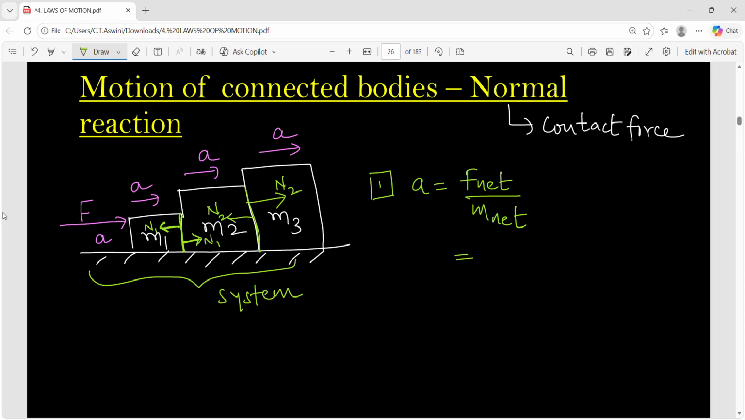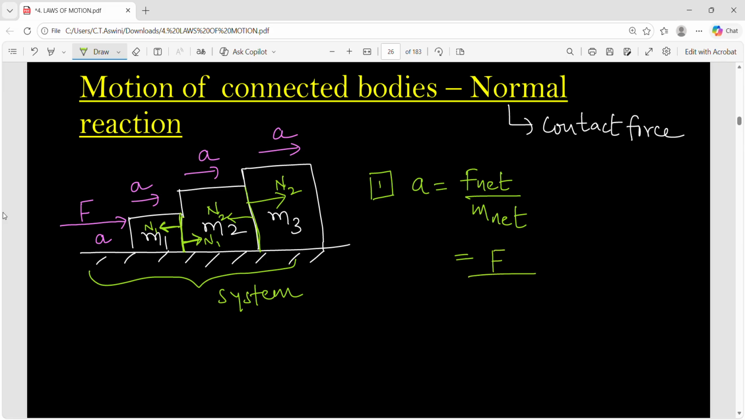It is F. You may get a doubt, ma'am, N1, N2 forces are also there, right? They are there, but they are internal forces. Now, if you see on M1, there is N1 force, and on M2 also there is N1 force, and they are in opposite directions, so they will cancel out. Similarly, between M2 and M3, N2, N2, they are in opposite directions, so they will cancel each other out. So try to see the external net forces, okay? So external net force is only F for this diagram.